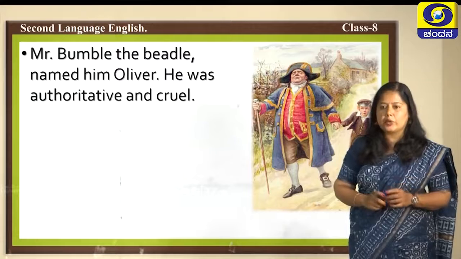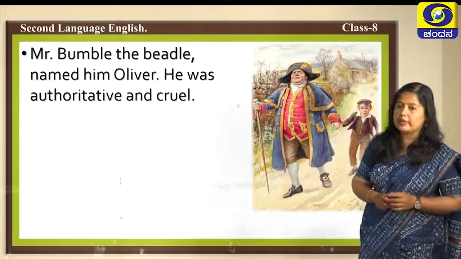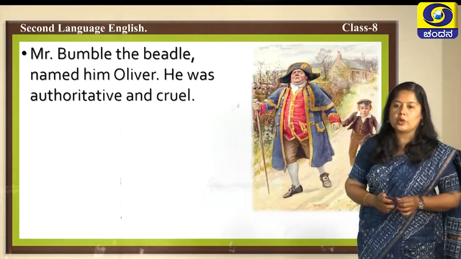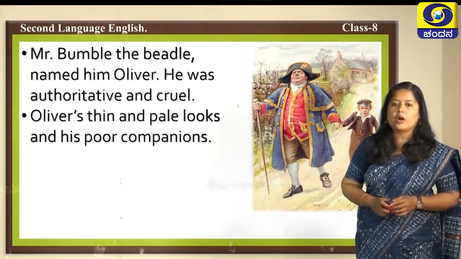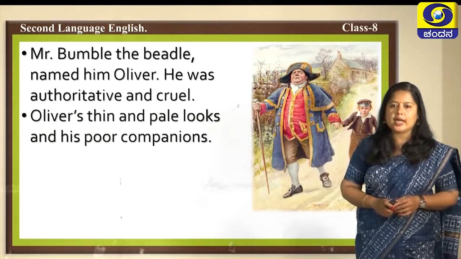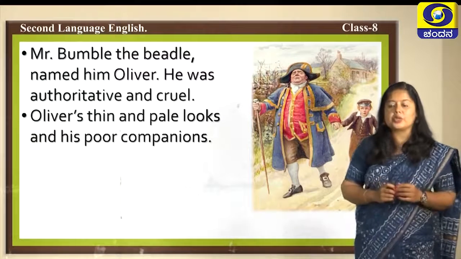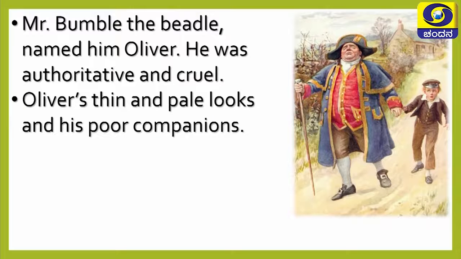There were many kids in the poor house along with Oliver who were probably orphans and faced distant, cruel behavior. Oliver's thin, pale looks and his poor companions. There were many kids, as I told you, along with Oliver, and they were also brought up like Oliver. And Oliver, on his 9th birthday, looked very pale and thin.